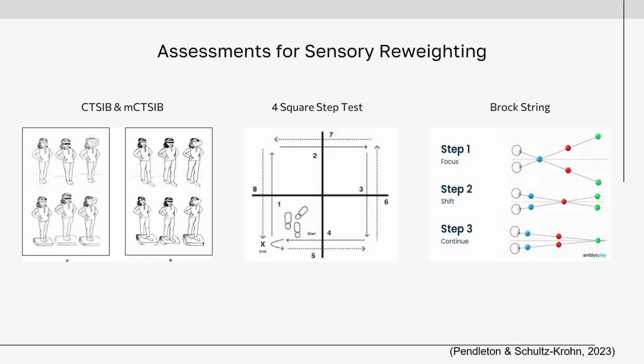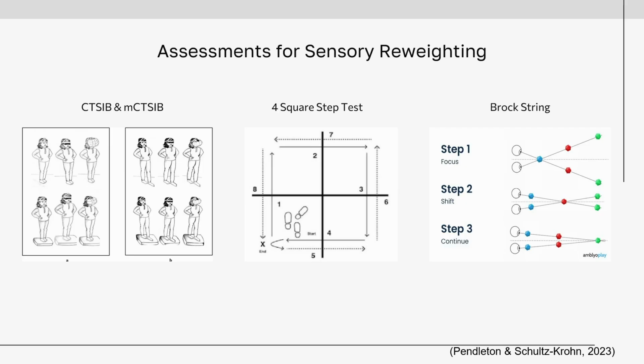Here are 3 assessments that I decided to choose that work very well, in my opinion, for sensory reweighting. Again, we have the Clinical Test of Sensory Interaction and Balance, and the modified version. This allows you to get the Romberg and Sharpened Romberg as well as compliant and non-compliant surfaces, and it requires the full face covering. So vision is truly occluded and it's not just eyes closed with the capacity to open and see what's going on.